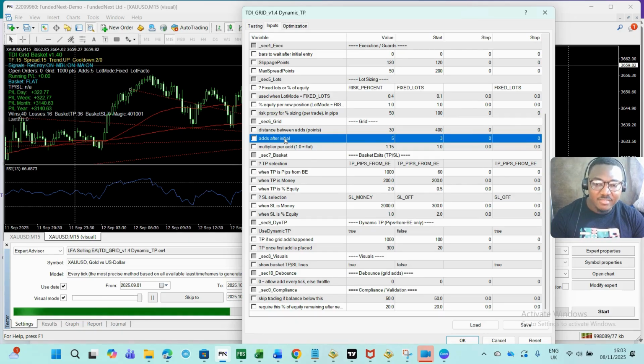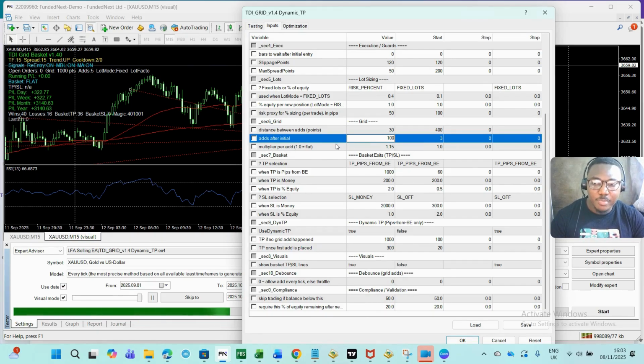Then add after initial. So like I said, I only set mine to 5, which means it will only take 5 grid steps. It depends. You can set yours to 2, depending on the distance, and you can set it to 100. Let's say if you are starting from 0.01, it can continue to take a number of grids so that you can close the trade early. It depends on your choice, but that is what it means.